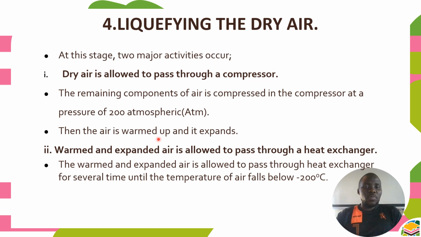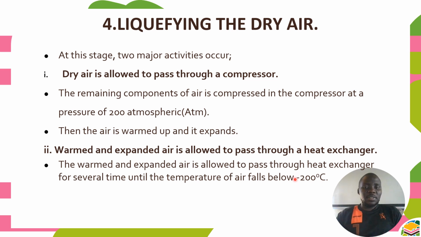Then the air is warmed up and it expands. When it is compressed, later on the air is warmed up. When the gas particles are warmed up, they are able to expand. Now the warm and expanded air is allowed to pass through a heat exchanger. A heat exchanger is a chamber with a temperature of negative 200 degrees Celsius. The warm and expanded air is allowed to pass through the heat exchanger several times until the temperature falls below negative 200 degrees Celsius.